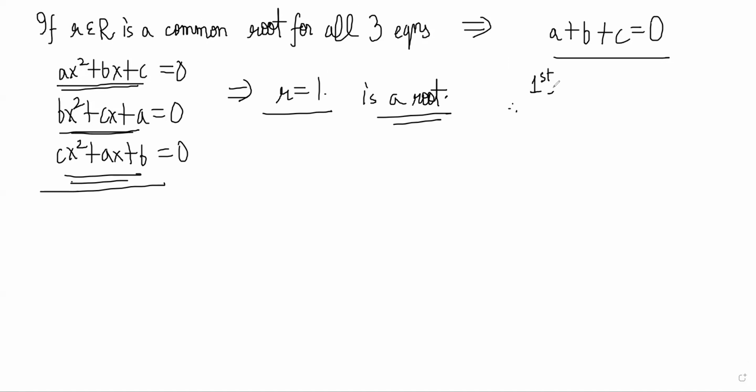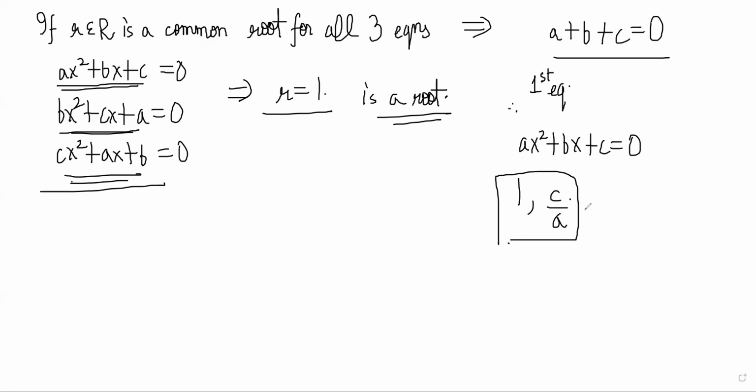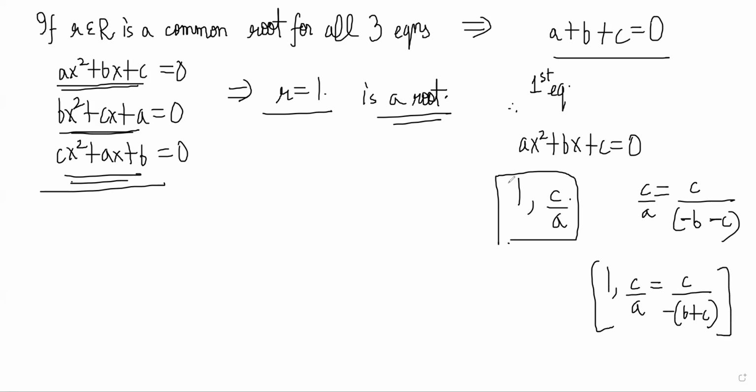So for the first equation, the equation is ax squared plus bx plus c is 0. The roots are 1 and the other root must be c by a, right? 1 and c by a, because the product of the roots is clearly c by a. And what we can say here is c by a can be written as c by minus b minus c, right? So the roots can be written as 1 comma c by a, which is equal to c by minus b plus c. These are the two roots for the first equation.